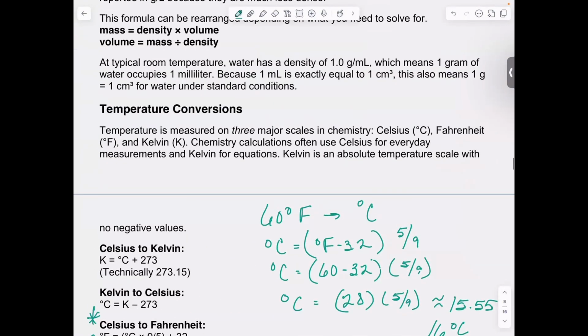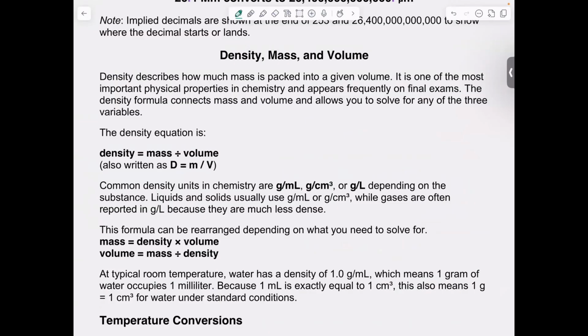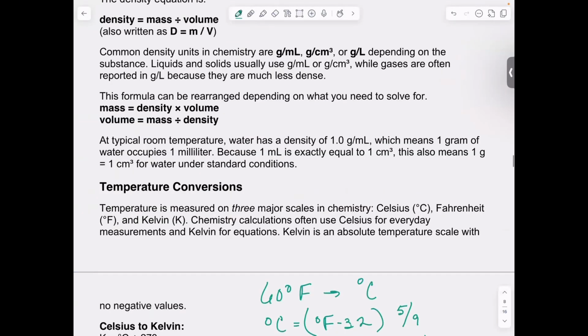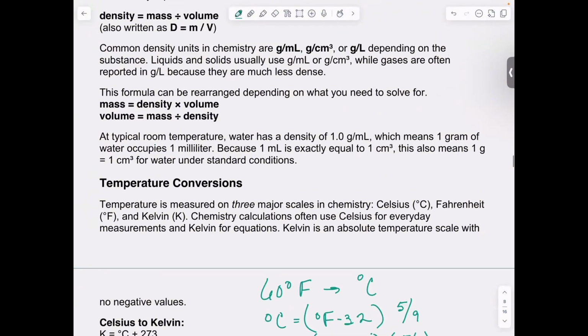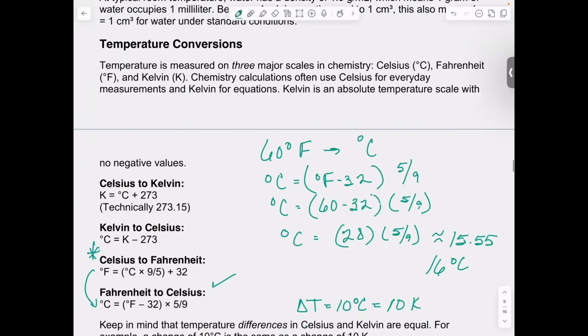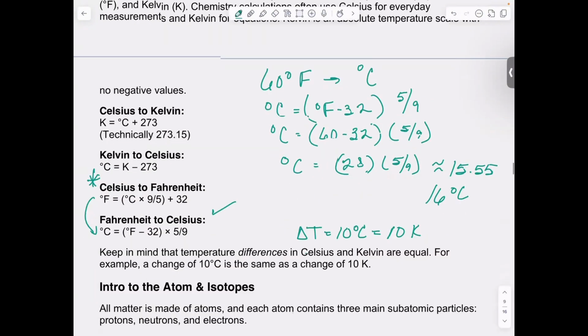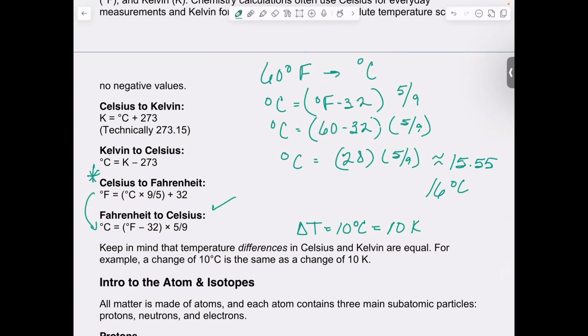So to recap here, we talked about our definitions of density and how mass and volume contribute to density, and also temperature conversion. So we talked about the three major scales we see. And of course, Celsius and Kelvin are the most common. And of course, you might be asked to convert Fahrenheit to Celsius or vice versa on a test. And that leaves us with the last section. That's intro to atoms and isotopes.